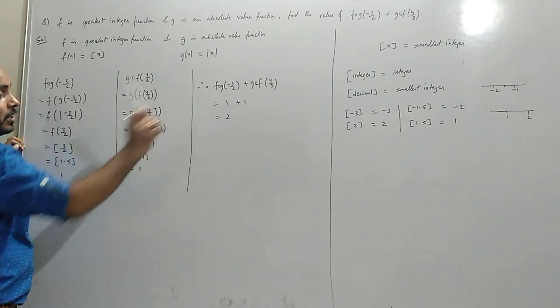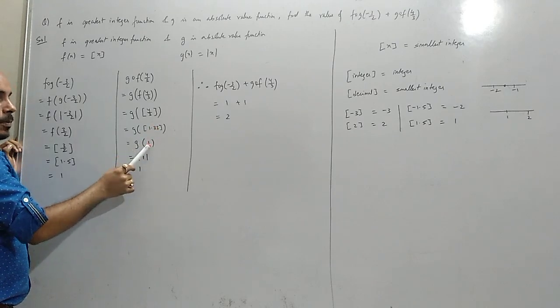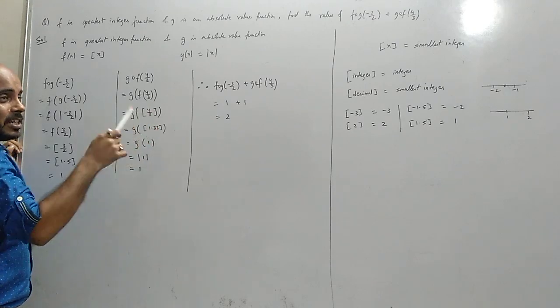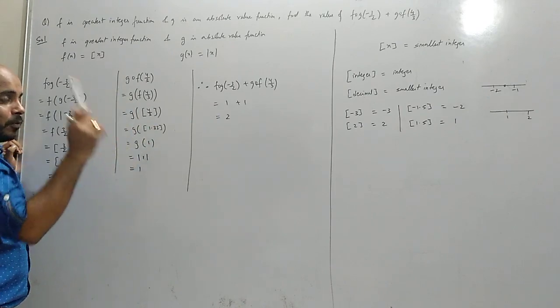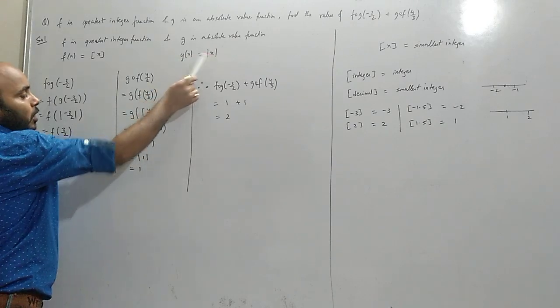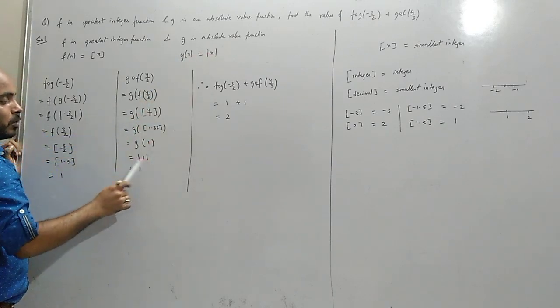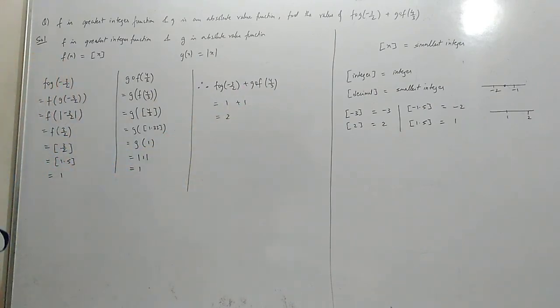That is the concept we are using here. If it is an integer, the direct answer will be there. But if it is a decimal, we have to see which two integers it is lying between. So 1.33 lies between 1 and 2, and we take 1 here. g of 1: g of x is mod x, so g of 1 is mod 1. What is mod of 1? 1. So the addition of these two, 2, is the answer. Okay, let's go to the next one.